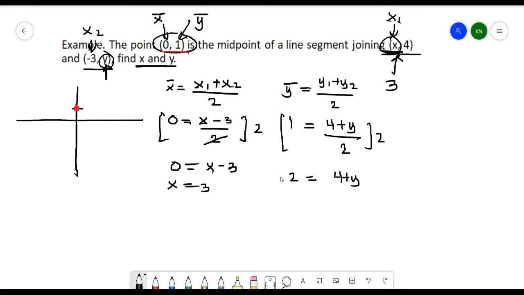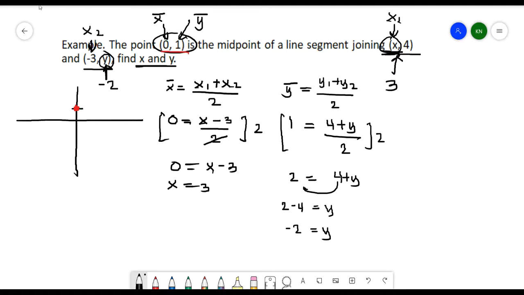Now, in order for us to isolate the value of y, we need to move 4 to the other side of the equation. So we have 2 minus 4 is equivalent to y. Now, 2 minus 4 is negative 2. So that is equivalent to y. So meaning to say this y here is equivalent to negative 2.